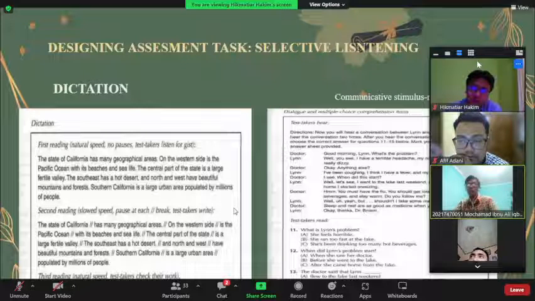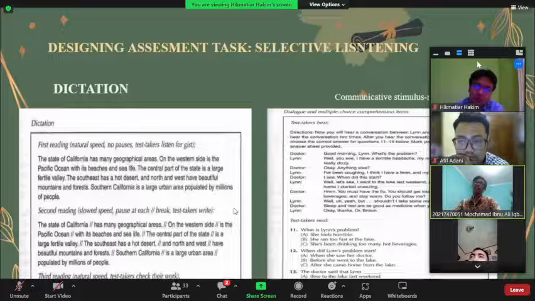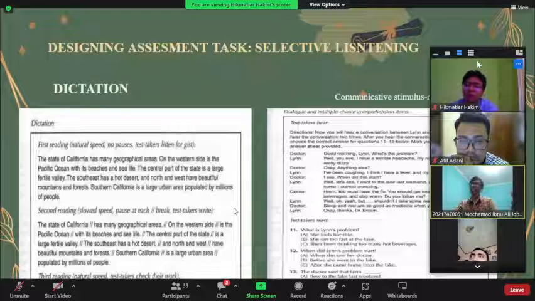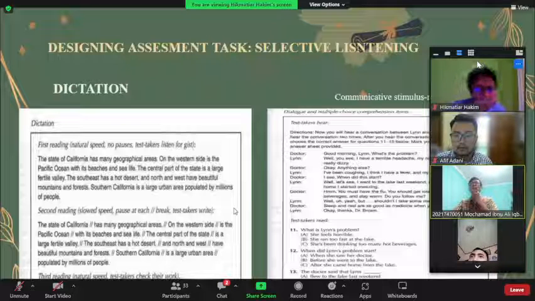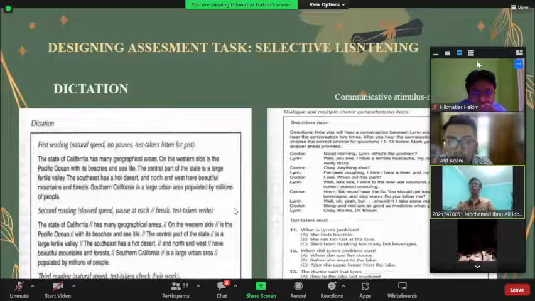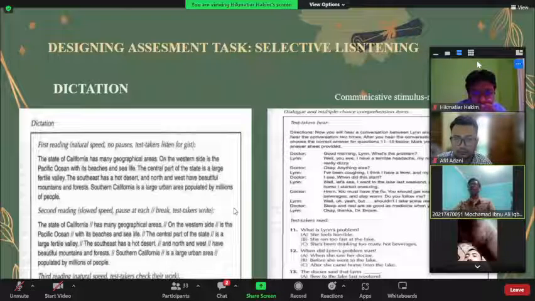And next, communicative stimulus response task. Another and more authentic example of extensive listening is found in a popular genre of assessment, in which the test taker is presented with a stimulus monologue or conversation and then asked to respond to a set of comprehension questions. Look at the picture. There are a dialogue and a multiple choice comprehension item.